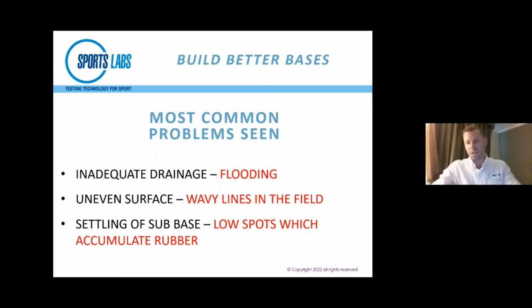So let's talk about some of the most common problems we see and why it's important to build a good base. So inadequate drainage, that's one of the major first things here, which can cause flooding. An uneven surface at the finished layer is going to cause wavy lines, and then settling of the subbase. You'll see that on the surface as well. When the finished turf layer goes down, you'll find rubber infills collected in those low spots.